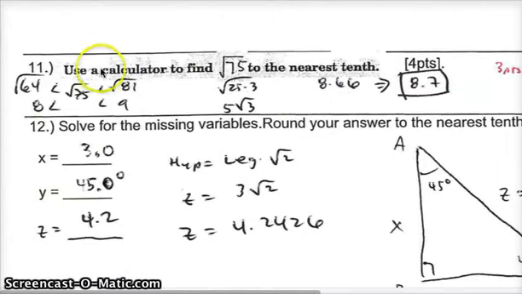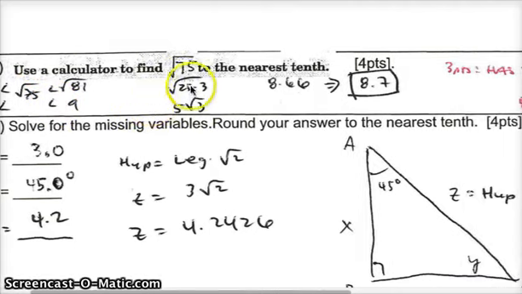Question number 11, use a calculator to find the square root of 75 to the nearest tenth. So to make sure, even though you have a calculator, a way of estimating is using perfect squares. The perfect squares around 75 are the square root of 64 and the square root of 81. The square root of 64 is 8, the square root of 81 is 9. So I know my answer has to be between 8 and 9. Now if you can figure out if 75 is closer to 64 or 81, it's 11 away, and here it's 6, so therefore I know my answer is going to be closer to 9. It's a great way of estimating.